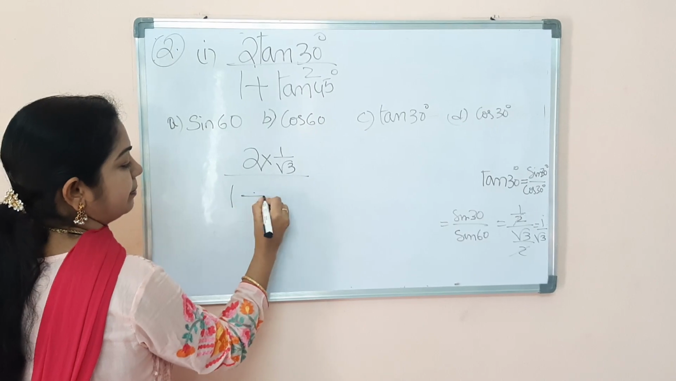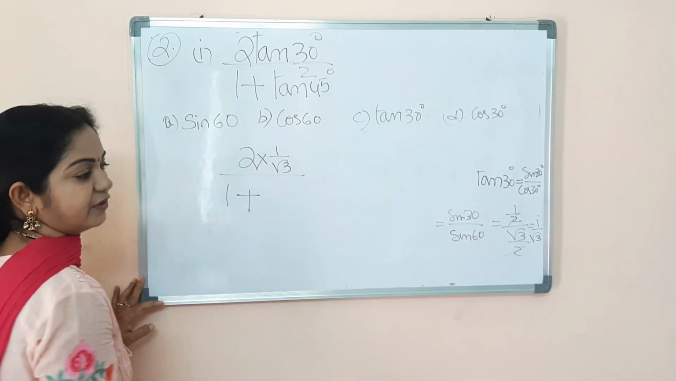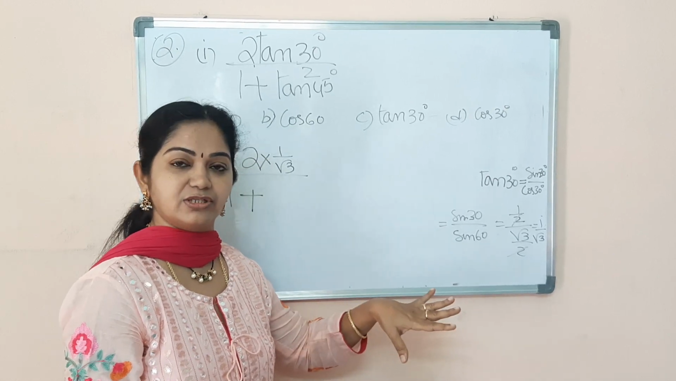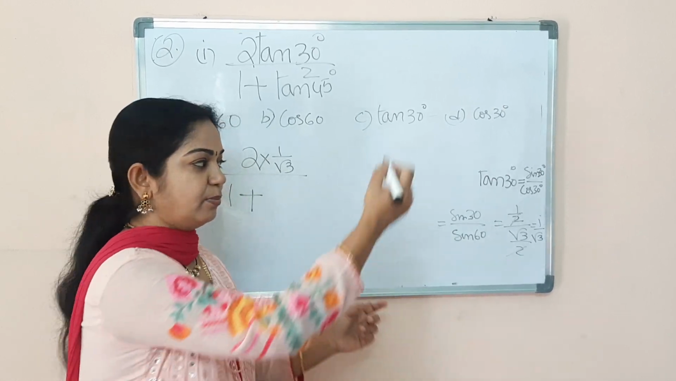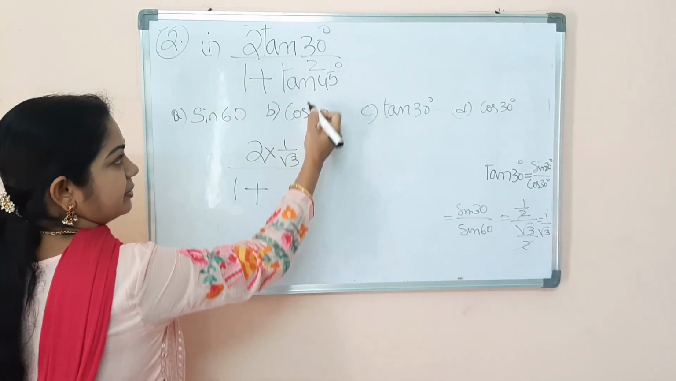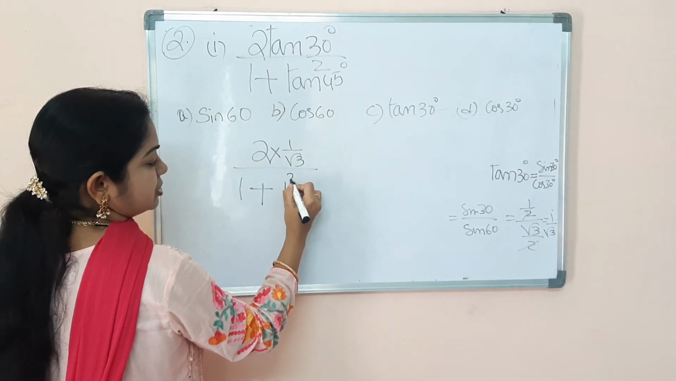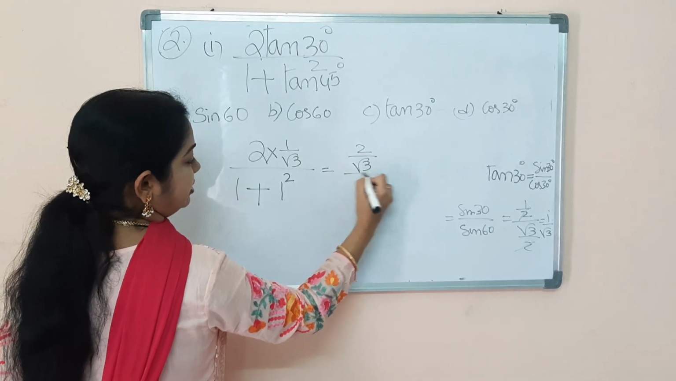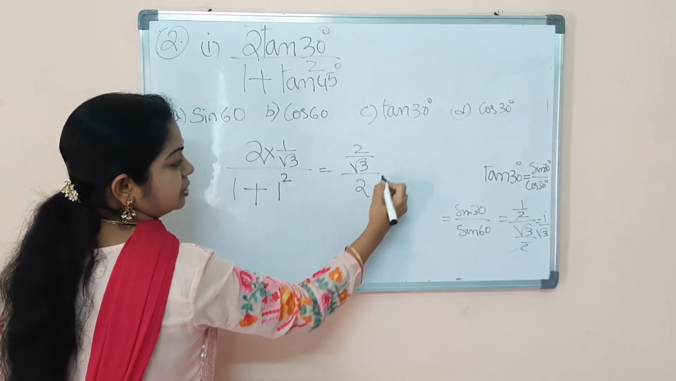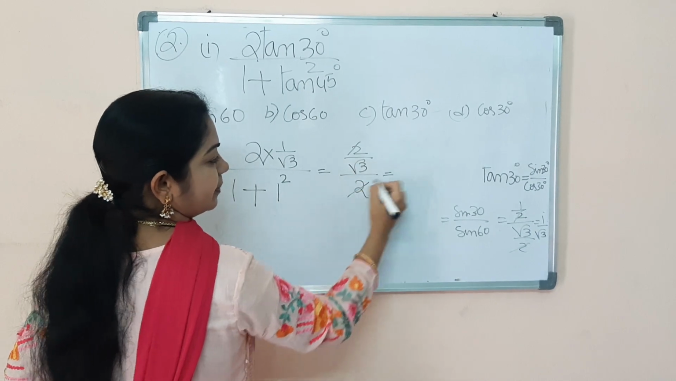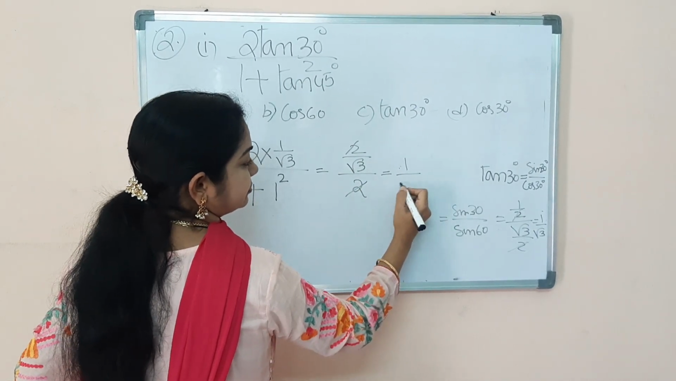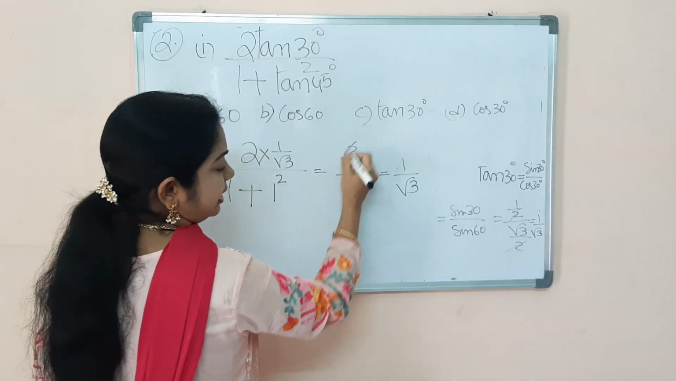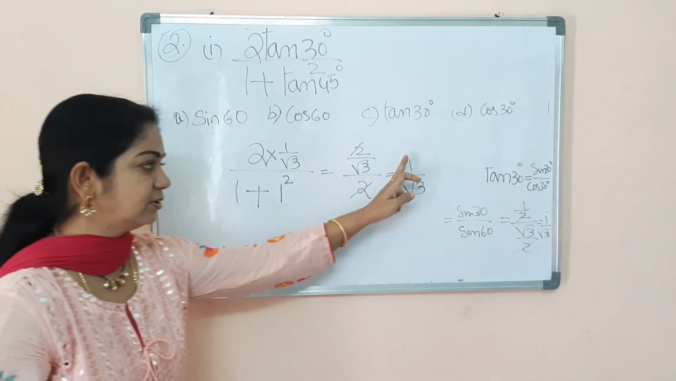Again, 1 plus tan square 45 degrees. We know that sin 45 is 1 by root 2. Cos 45 is also 1 by root 2 because they are complementary. If you cancel both, you get 1. That means tan 45 is 1, squared here. So 2 by root 3 by 1 plus 1, that is 2. If you cancel this, cancel off 2, you get 1 by root 3.